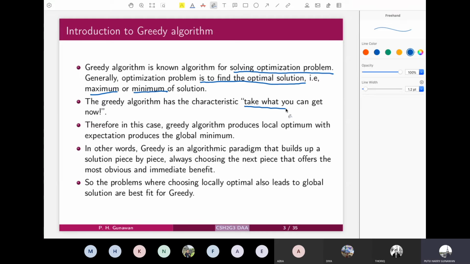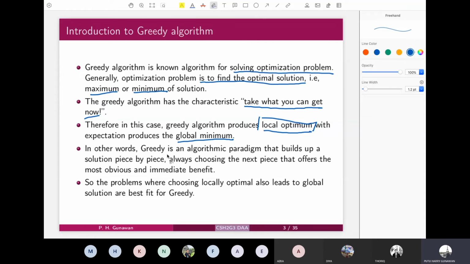We will go to an example for these characteristics. In this case, the greedy algorithm produces a local optimum, with the expectation of producing the global optimum. We will see in the examples that the greedy algorithm can always find the local optimum, but the global optimum maybe it can reach or maybe not. You will understand this in the examples.